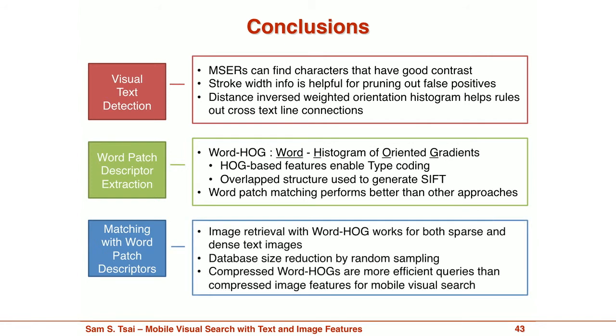Lastly, by combining the different blocks, we built an image retrieval pipeline that uses Word-HOGs. It's an image retrieval engine that can work for both sparse and dense text images. For the pipeline, we also studied how we can reduce the database size by using random sampling. And we show that for images with visual text, using compressed Word-HOGs to perform mobile visual search is a much more efficient solution than using compressed image features.